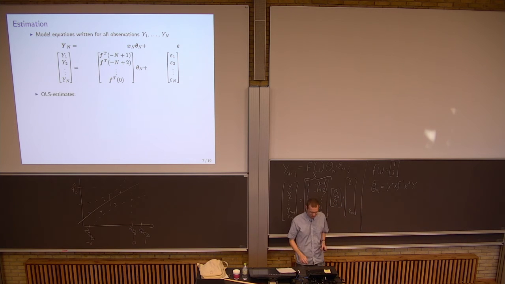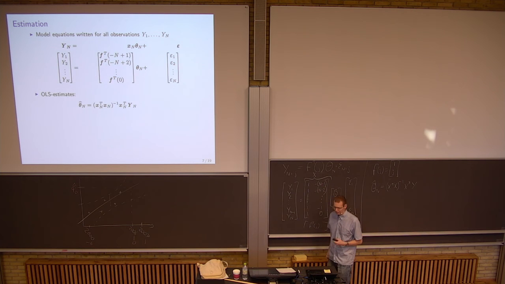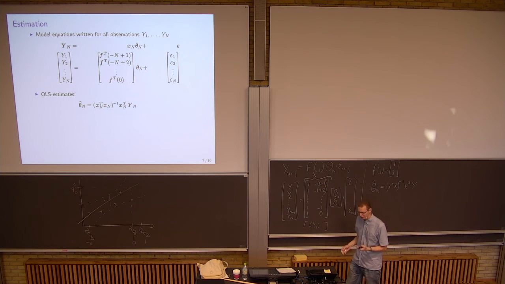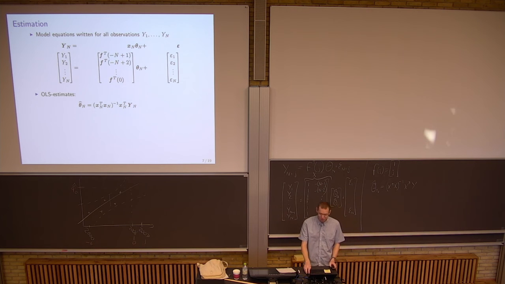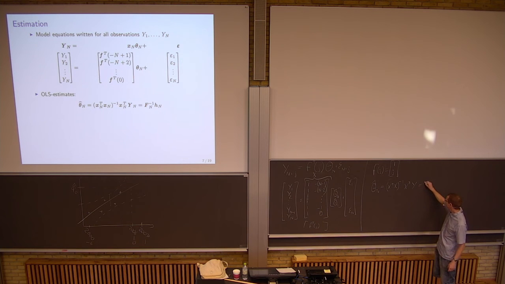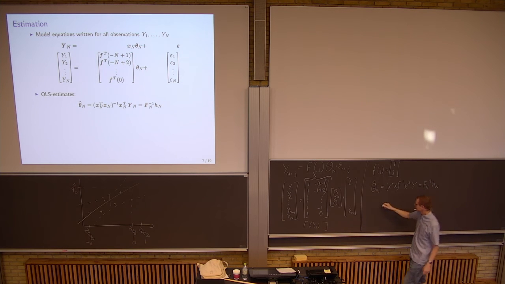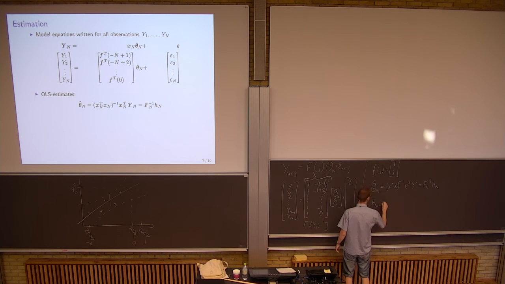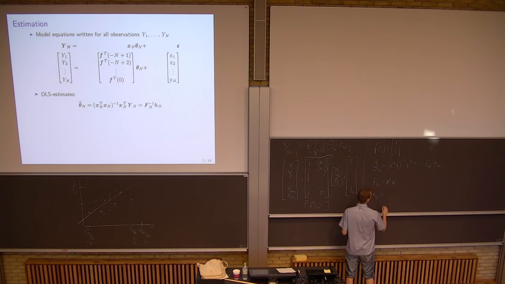So the structure here is the default estimate, the ordinary least squares estimator, as we will use repeatedly. But I will do one thing more. I will redefine this as Fn inverse Hn. So Fn is X transpose X, and Hn is X transpose Y.